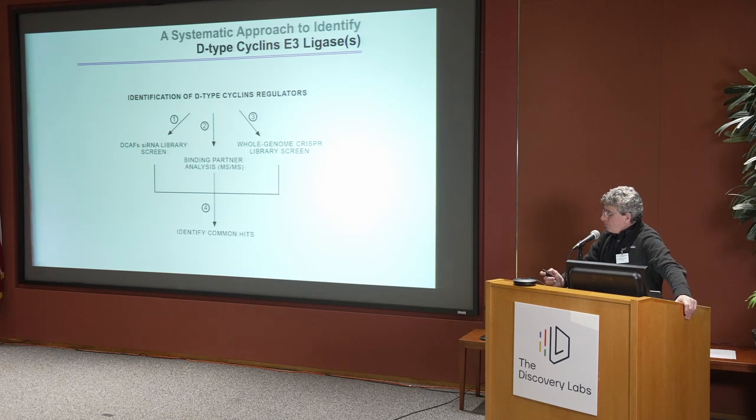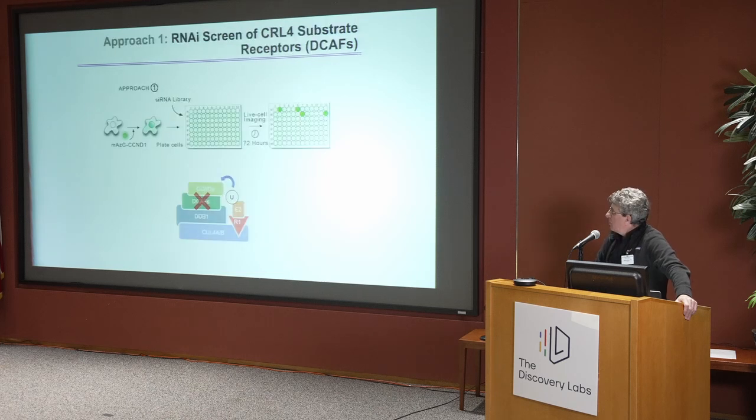Here we decided to use 3 approaches. One approach was very simple: we downregulate by siRNA all the DCAF proteins in the cell. But we also wanted to go further and see whether we got the same results with 2 other completely unbiased approaches. So let me tell you very quickly about the three approaches.